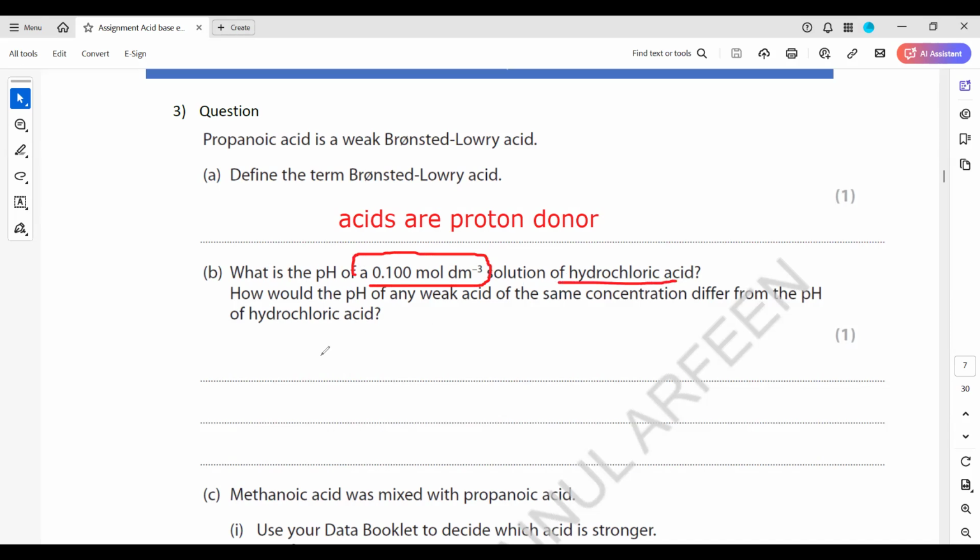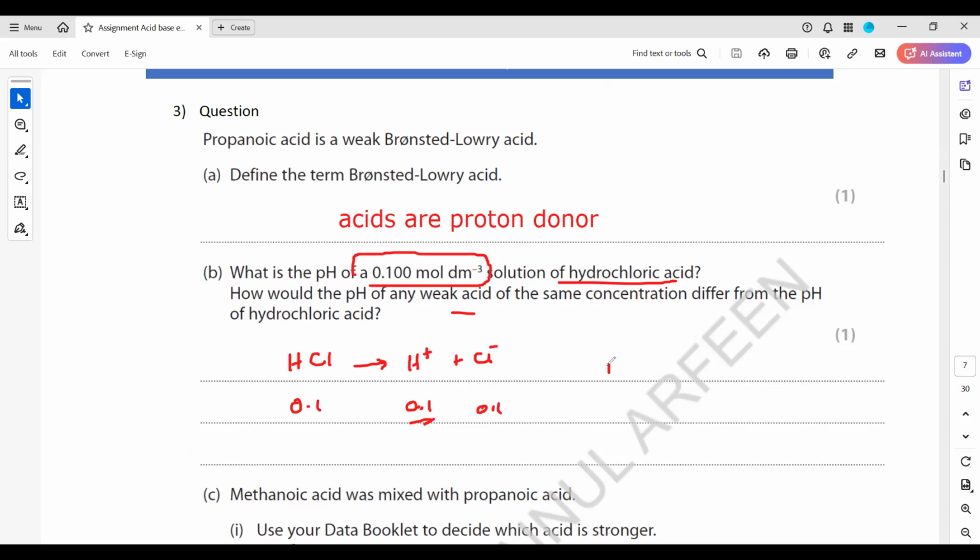Because hydrochloric acid is a strong acid, and how would the pH of any weak acid of the same concentration differ? So how do we know the concentration? Because it's a strong acid and strong acids ionize completely. Hydrochloric acid dissociates into H plus ion and Cl minus ion. If this is 0.1, this will also be 0.1, the same concentration, because complete dissociation is there for the strong acids.